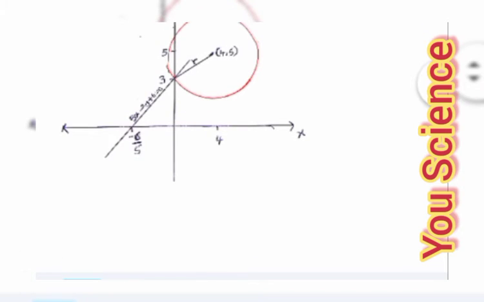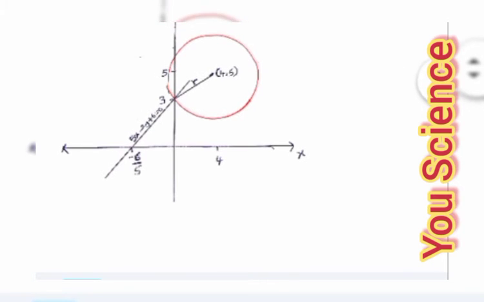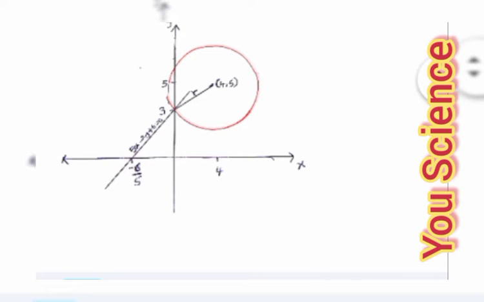So this is a rough sketch of our circle and the line. The line passes through minus 6 over 5 on the x-axis and 3 on the y-axis. So this circle also passes through 3 on the y-axis, because that is the y-intercept. That is (0, 3). So the center of the circle is (4, 5). That means the x-coordinate is 4 and the y-coordinate is 5.